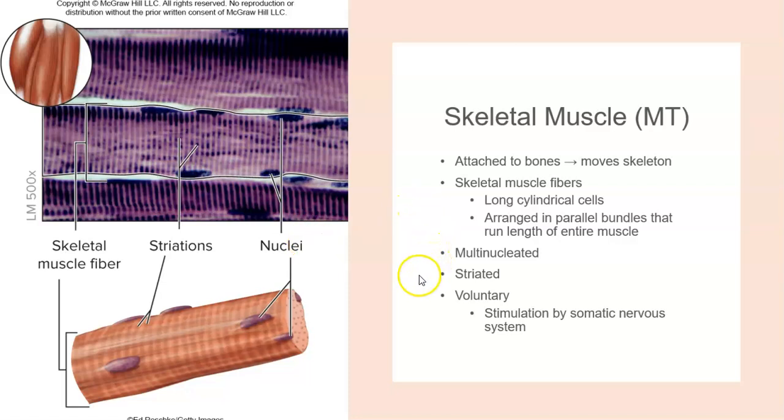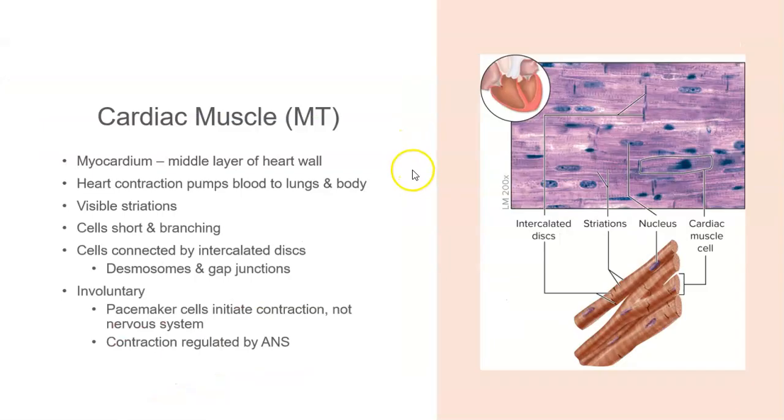Now, these muscles are what we call voluntary muscle, because you can move them voluntarily. They're stimulated by something called the somatic nervous system. Somatic refers to of the body. So again, skeletal muscle, voluntary muscle contraction, moving your body, because these muscles are attached to bone.